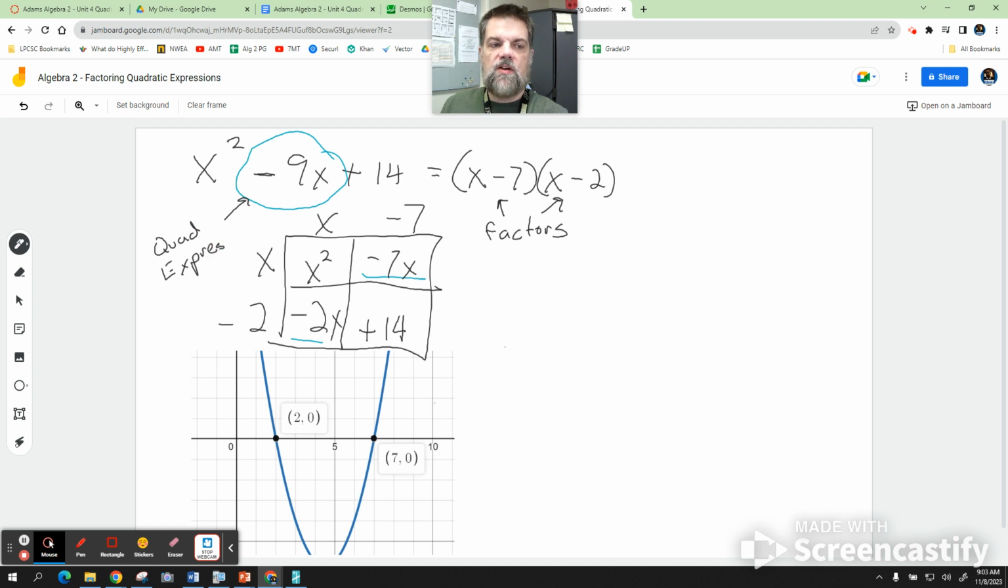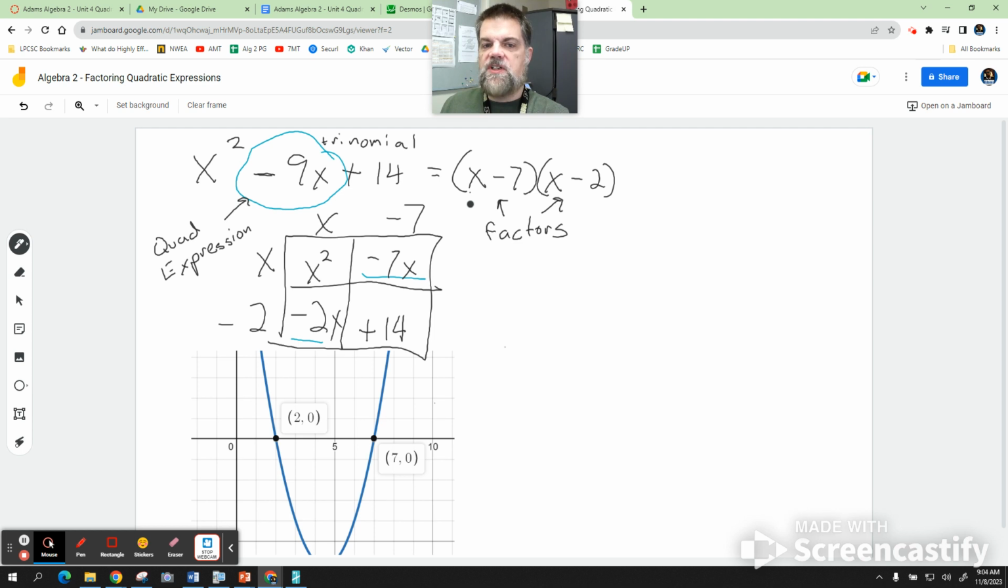Why do you think it's called a trinomial? It has 3 terms. Polynomial, nomial means term. So monomial would be 1 term. Binomial, these are binomials because you've got 1, 2 terms each.